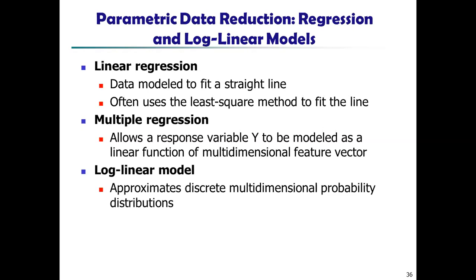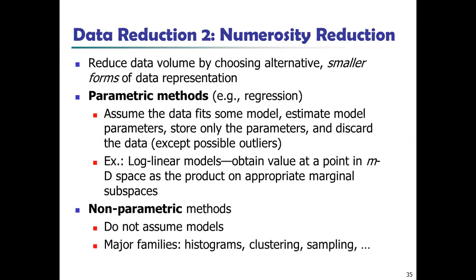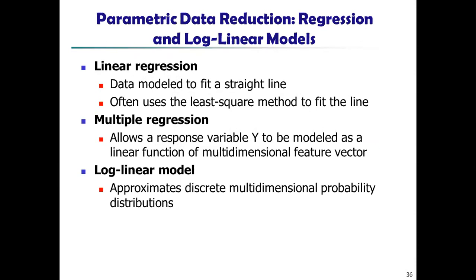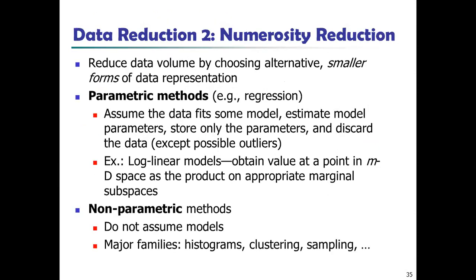So linear regression is a straight line, generally one to one, whereas multiple regression is represented with more than two. That is, you model y as a linear function of a multi-dimensional feature vector. Log linear models approximate discrete multi-dimensional probability distributions. Generally, you use probability distributions in the log linear model. This is the parametric data reduction. In parametric methods, you mainly represent these three: linear regression, multiple regression, and the log linear model.